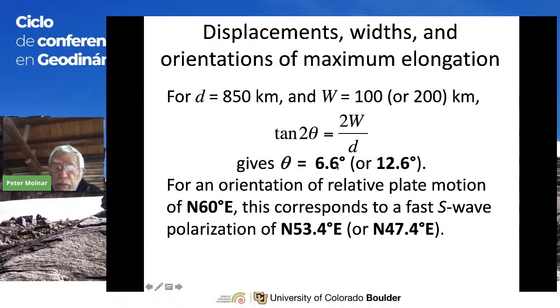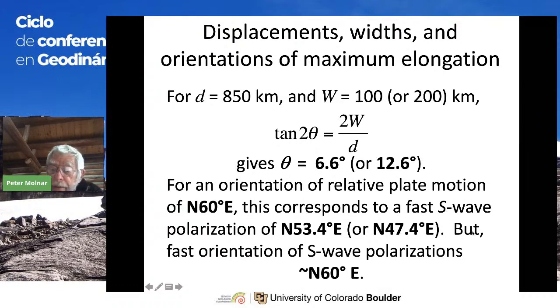So we take that 6.6, and the relative plate motion is north 60 east. We would predict the strain for this particular case to be oriented north 53.4, or if the width of the zone were 200 kilometers, we would predict 12.6, and therefore the orientation north 47.4 degrees. But I emphasize the orientation of the fast polarizations is closer to north 60 east. It's closer to that number there.